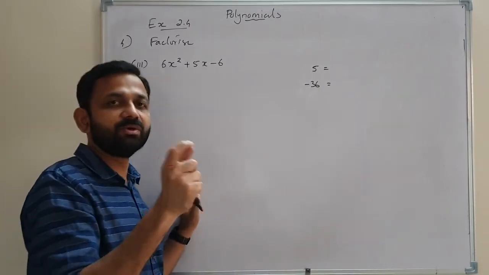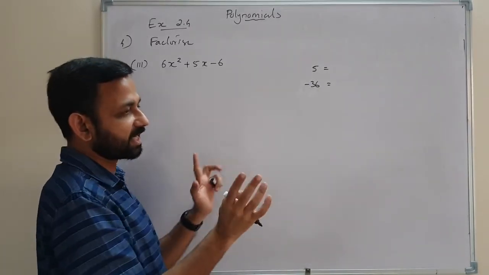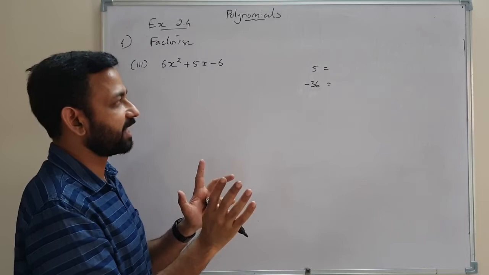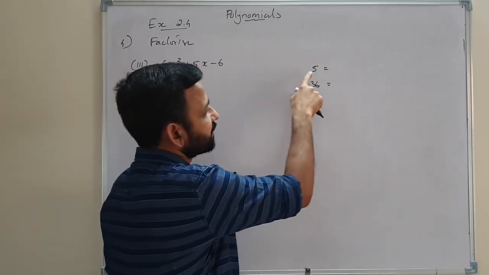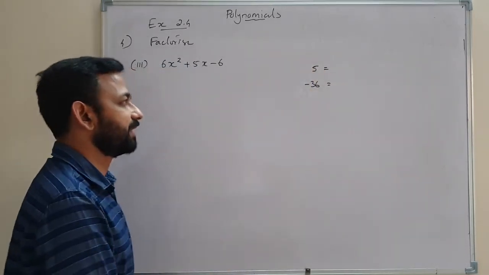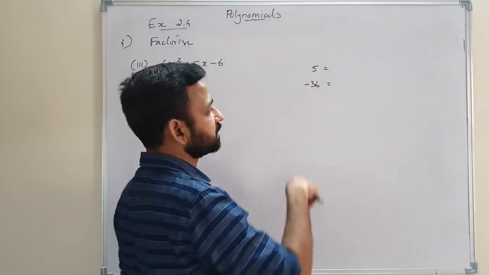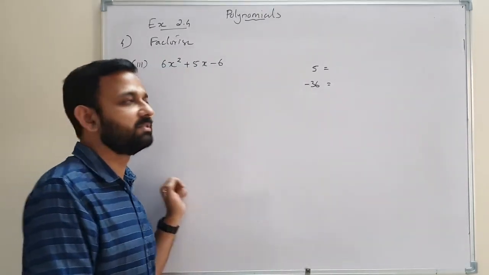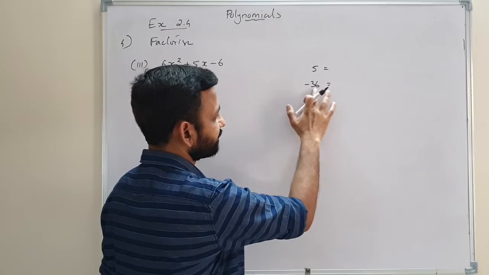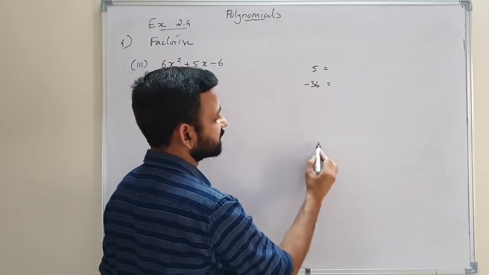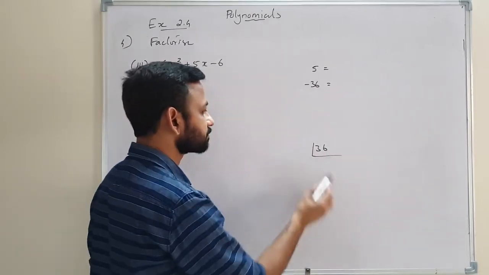That means we are going to find the difference. If the signs are different, then we find the difference between those numbers. In some questions it may be difficult to find those numbers. So if you have any difficulty, you just factorize the product, 36.